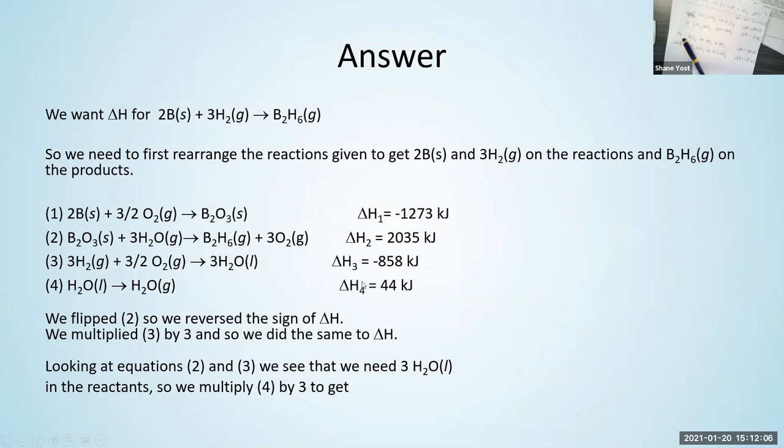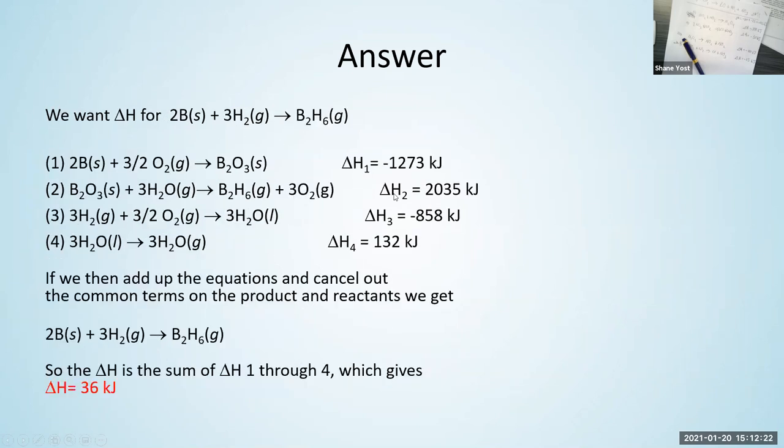Reaction four should also have been multiplied by three, because then the H2O gas cancels with that H2O gas, and the H2O liquid cancels with that H2O liquid. When you add everything up after you multiply reaction four by three, you get the final chemical reaction you want above. When you do that, you get the final value of 36 kilojoules. Questions about this example?